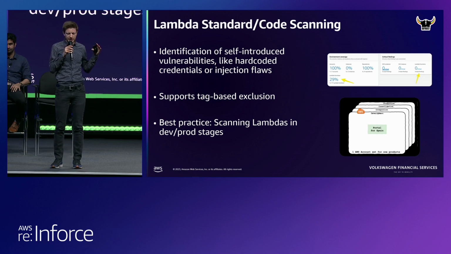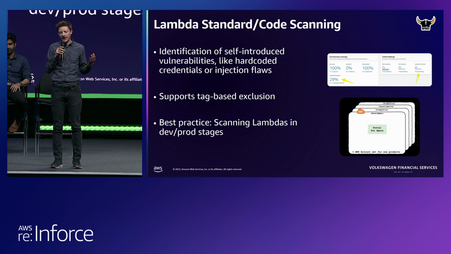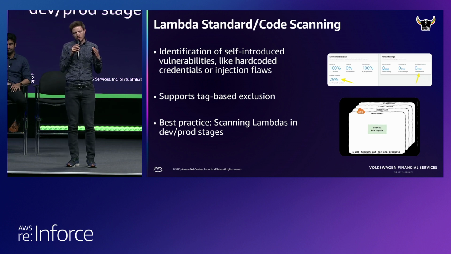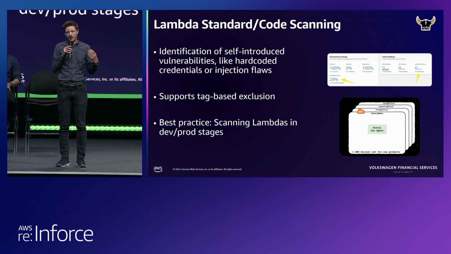So we have multiple accounts per application, and each application has access to 4 dedicated accounts. One for development, one for integration, one pre-prod, and one production account. In the end, it's almost 4 times that you deploy the same Lambda in each account. And 50,000 Lambda functions with code and standard scanning enabled could generate a lot of costs. So that's why the support of tag-based exclusion is very, very important for us.